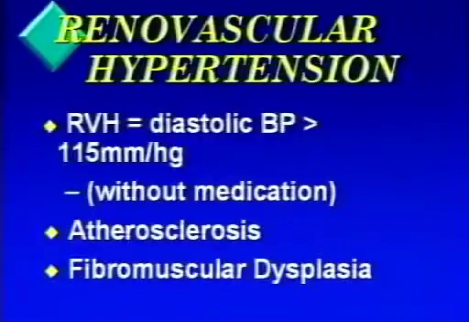So what patients would be considered for renovascular hypertension? Those patients would be considered to have a diastolic blood pressure that's greater than 115 millimeters of mercury, and those patients who have a history of atherosclerosis or patients who have fibromuscular dysplasia. There's also a strong clinical association with renal artery stenosis and cigarette smoking.